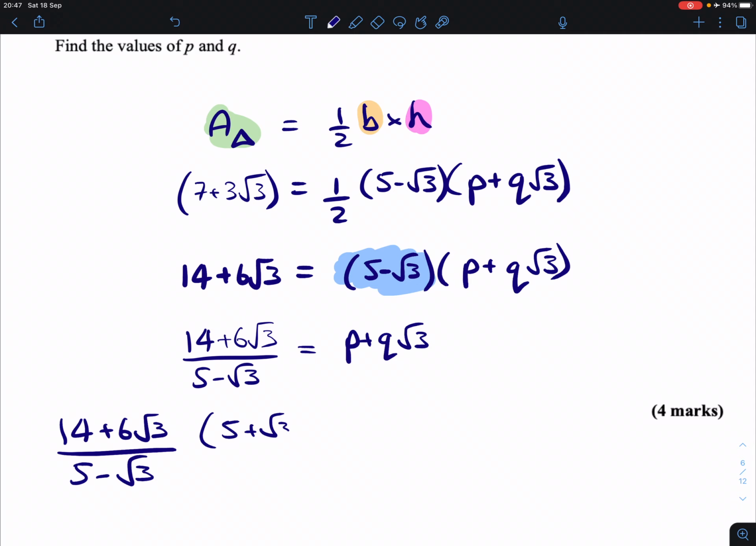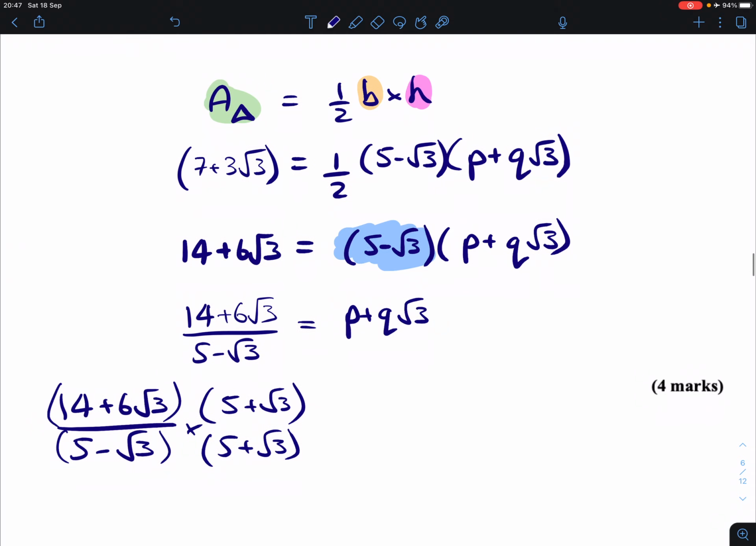5 plus root 3, 5 plus root 3. Make sure we put the top and bottom in brackets like that. Multiplying this out carefully, we are going to have a 14 times a 5 for 70. 14 times a root 3 for 14 root 3. We will have a 6 root 3 times 5, which will give us a 30 root 3. We then have a 6 root 3 times a root 3, which will end up becoming a 6 root 9, or a 6 times 3 for 18.